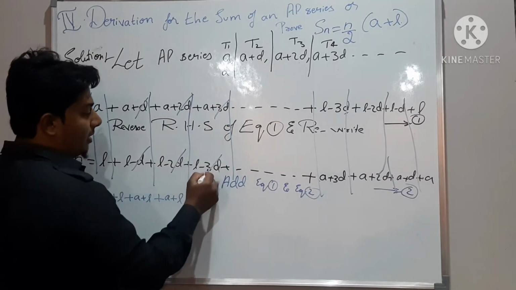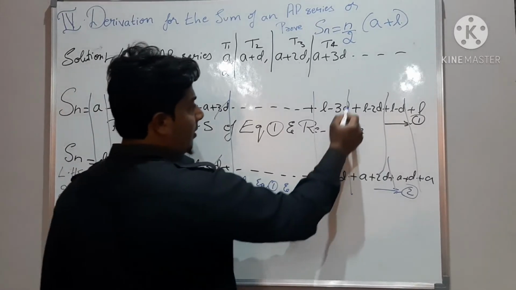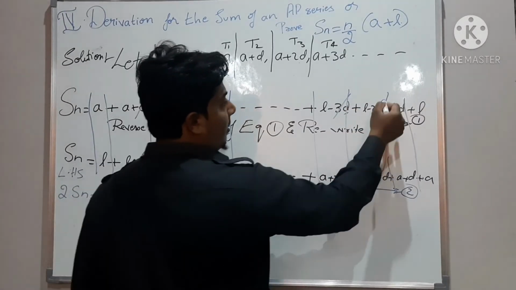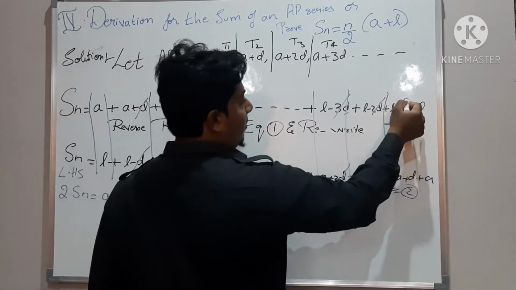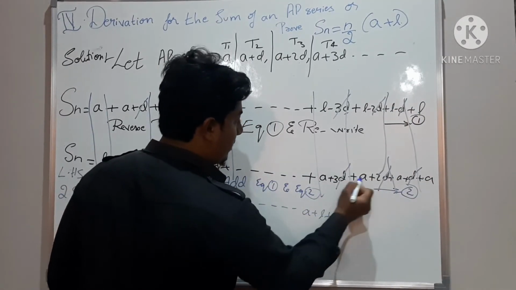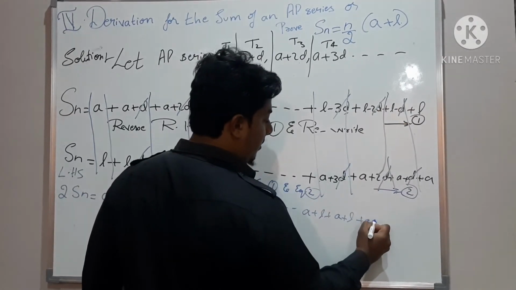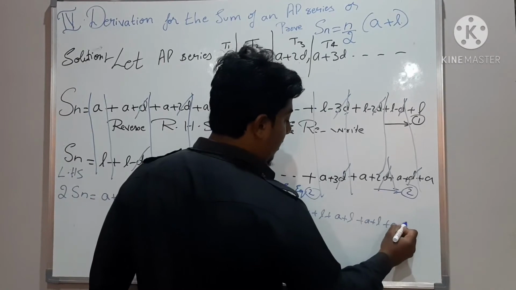Plus 3D minus 3D cancel. We get A plus L. So on. Minus 3D plus 3D, minus 2D plus 2D, minus D plus D cancel. So we get A plus L. The second term is A plus L, the third term A plus L, the last term A plus L.